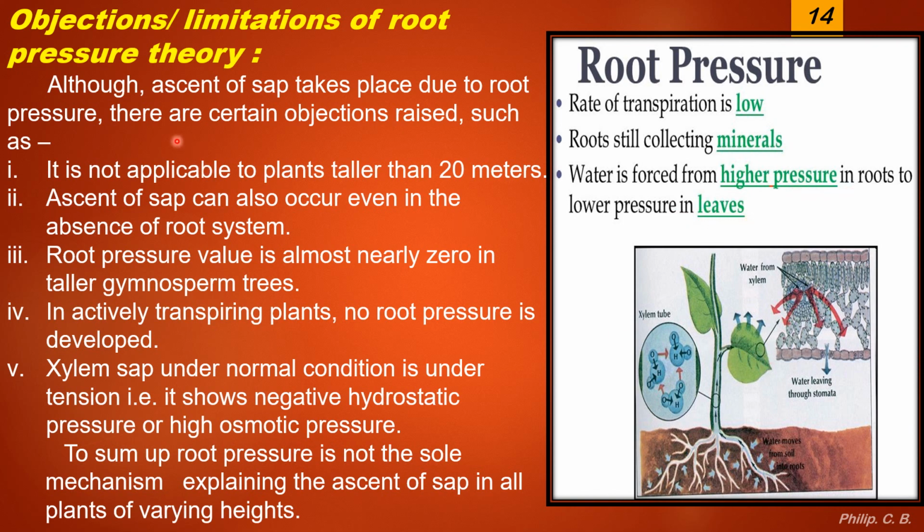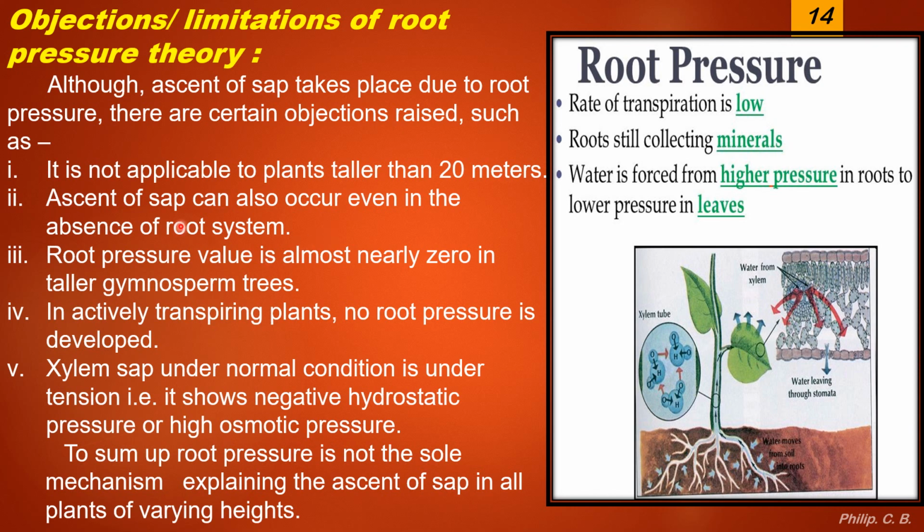Okay, so here you can see the objections. Although ascent of sap takes place due to root pressure, there are certain objections raised. First objection: it is not applicable to plants taller than 20 meters. Students, just now we learned that it can go up to 10 to 20 meters. That means there are plants which may be more than 20 meters, so this root pressure cannot be applied to them, right?